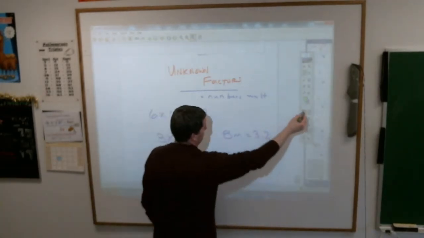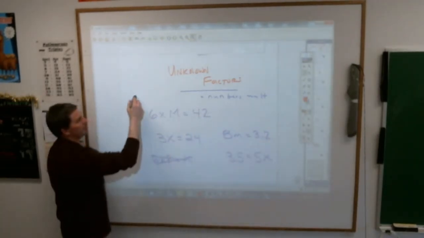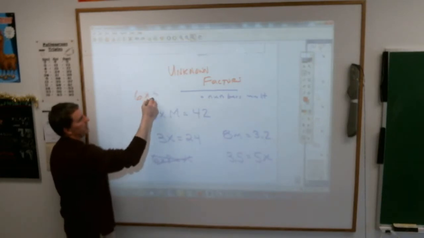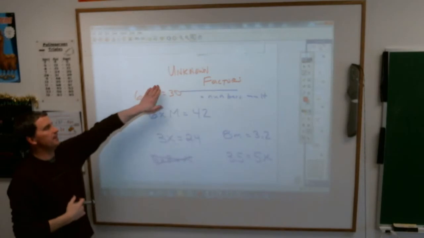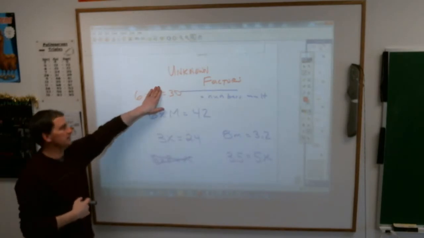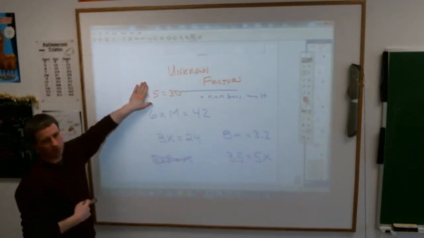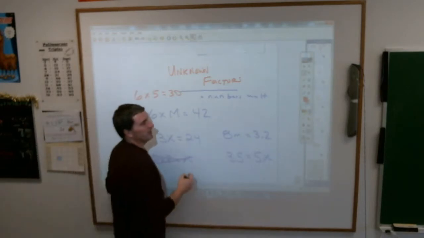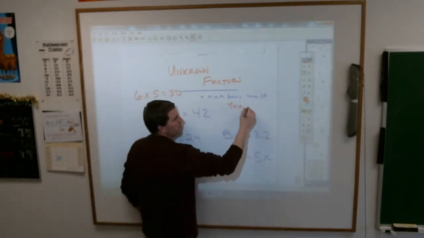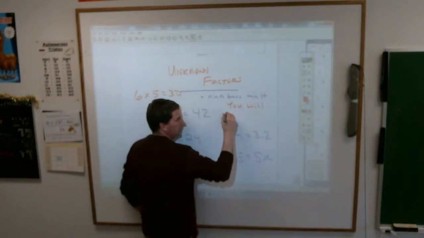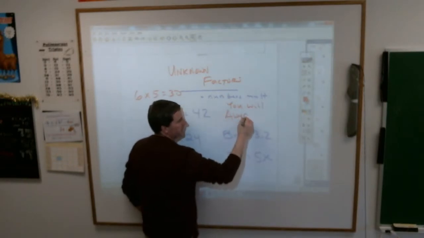Let's just do that once, but this is all we'll do. If I have 6 times 5 equals 30, what do I do if I'm missing this factor? What do I do with 30 and 6 to get 5? Divide. What if I was missing this one? What do I do with 30 and 5? Divide. So, here's the little note to self. You will always divide.